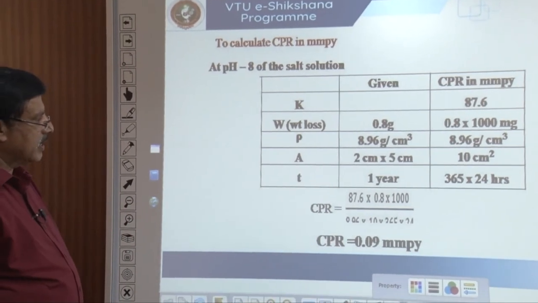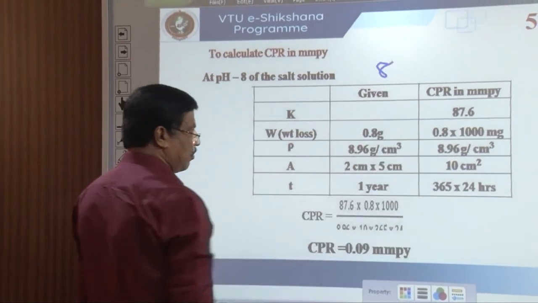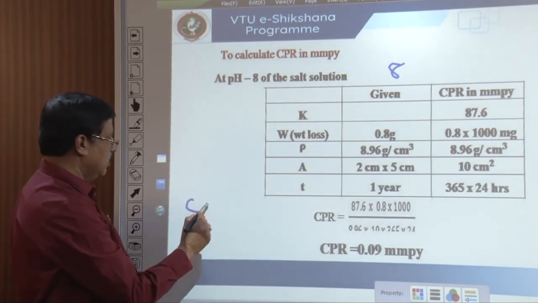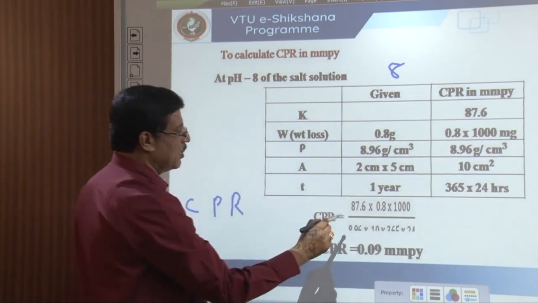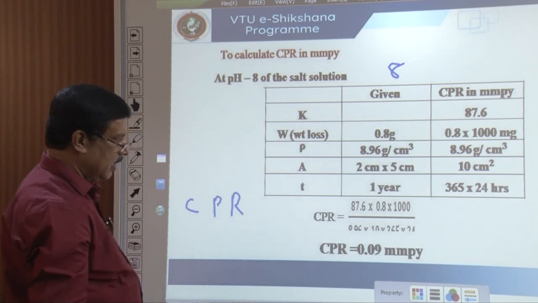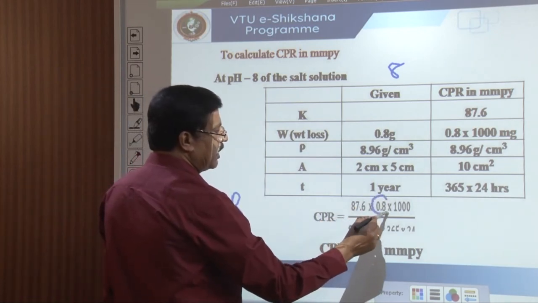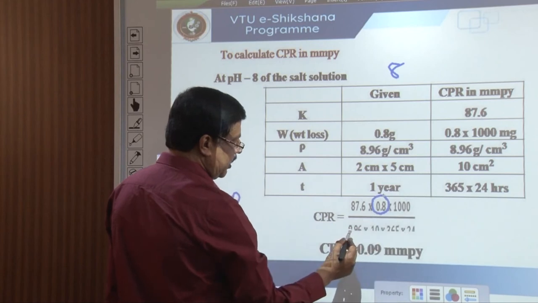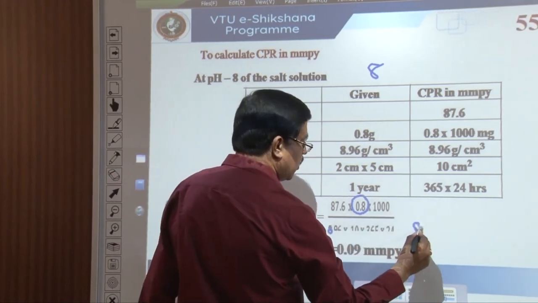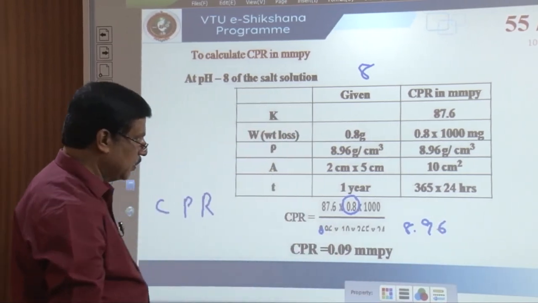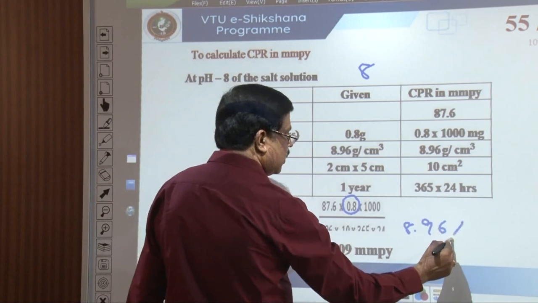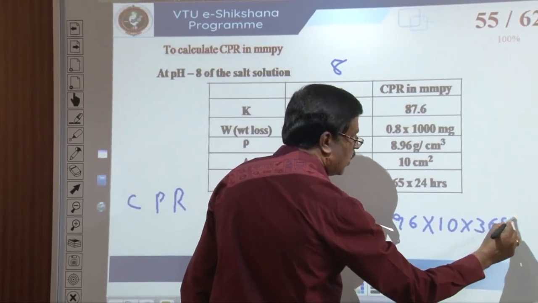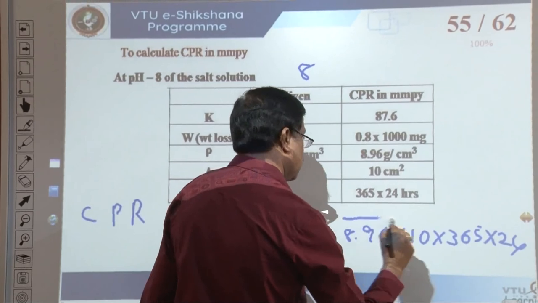Whereas at the neutral, that is 0.8 gram at pH 8, CPR is 87.6. As I told you, CPR, corrosion penetration rate, is equal to this much, in terms of millimeter per year. Then you do the substitution; except for 0.8, the remaining values are the same. The density is 8.96, into that value, 10, into 365 into 24.